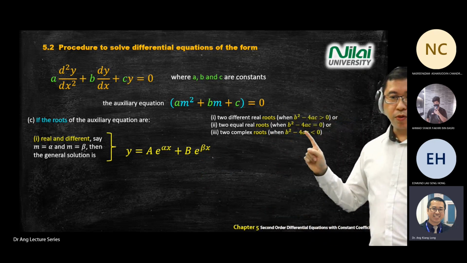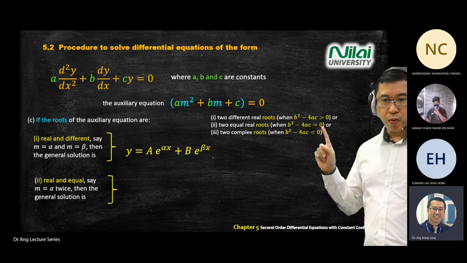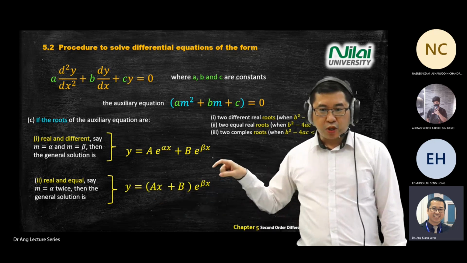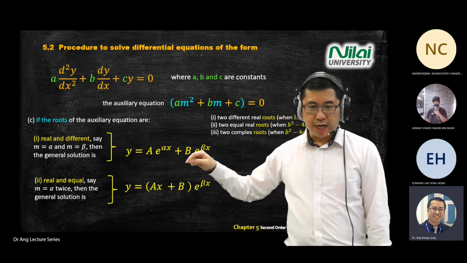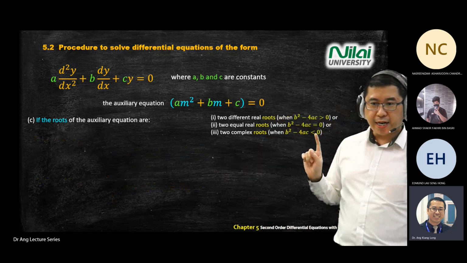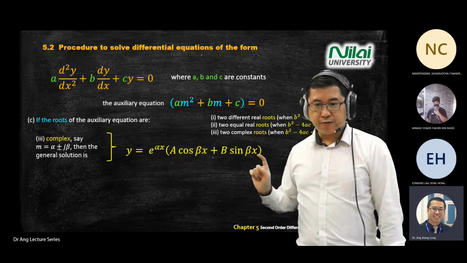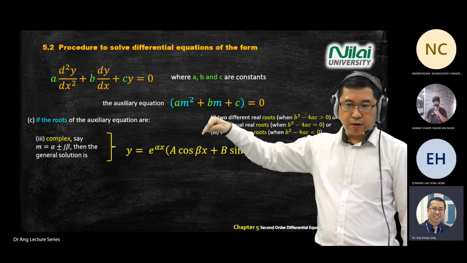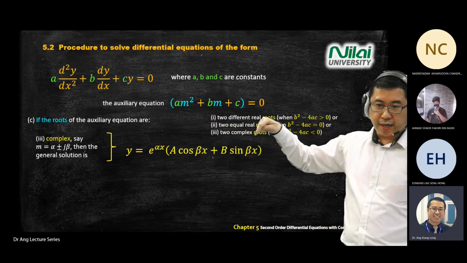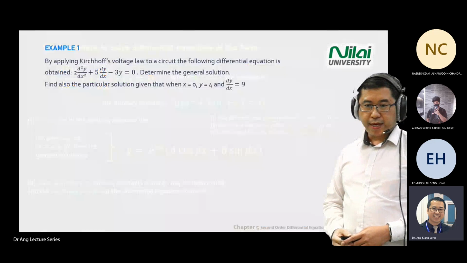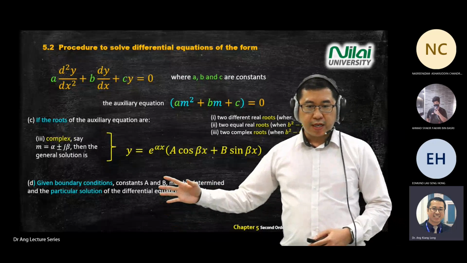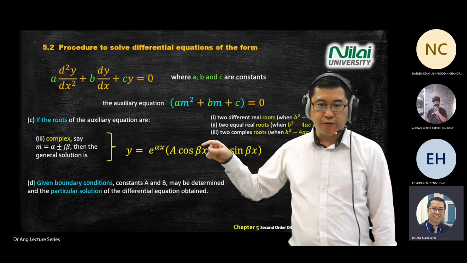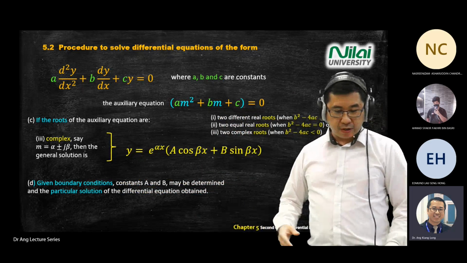Now, when you do the calculation, if your answer is equal to zero, it means same answer. Same answer, you use the second equation. Copy this one, substitute your beta. Beta means the root. If you get less than zero, you copy this equation. This is the third equation. And you substitute your alpha, beta also, inside here. Then you substitute the additional information. If you're given x equal to something, y equal to something, dy dx equal to something, you do that to solve for a and b. Then you rewrite, substitute back, and you get the final answer.